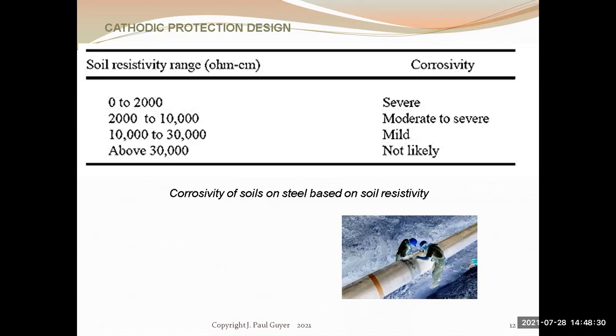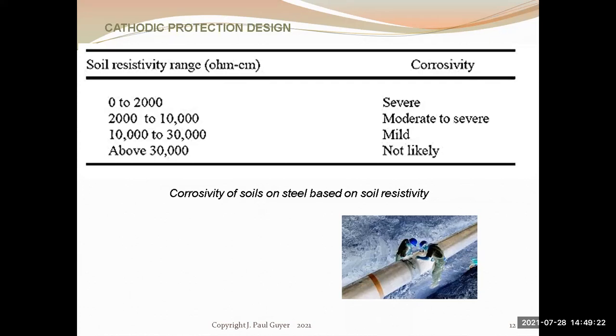10,000 to 30,000 ohm centimeters is characterized as a mildly corrosive soil condition. Above 30,000 ohm centimeters, that is considered to be a condition where you're not likely to have much of a corrosion problem. And so when the soil resistivity is low, the corrosivity of the soil is high or severe. When the soil resistivity is high, above 30,000 ohm centimeters, that is a soil condition that's not particularly corrosive.